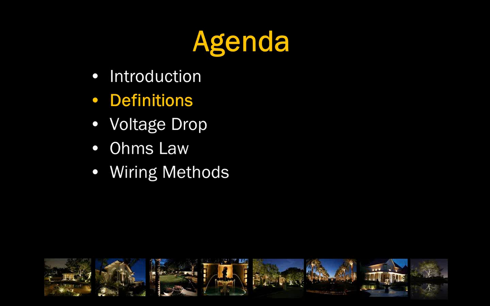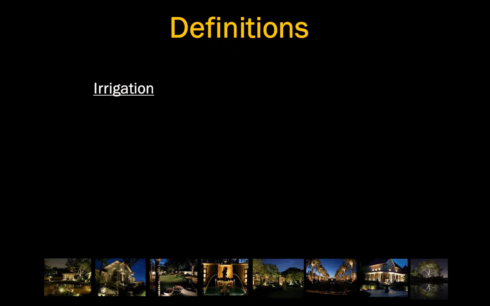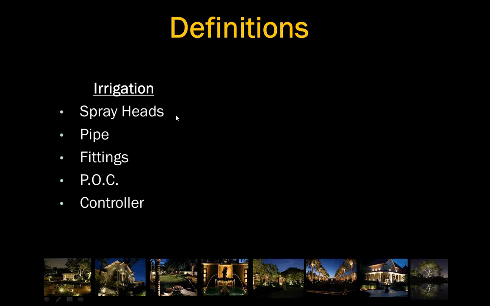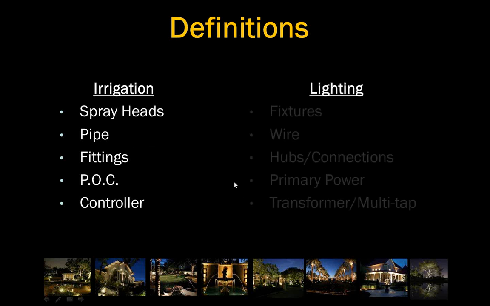So let's go ahead and get started and talk about some definitions. When I first started, I really started designing more irrigation systems before I moved into low voltage lighting, and as I progressed into low voltage lighting, I was quite surprised at how similar the principles are in designing an irrigation system and also designing a lighting system. So, of course, in irrigation, we all know that these are the components: spray heads, pipe, fittings, point of connection, and our controller in any designed irrigation system.